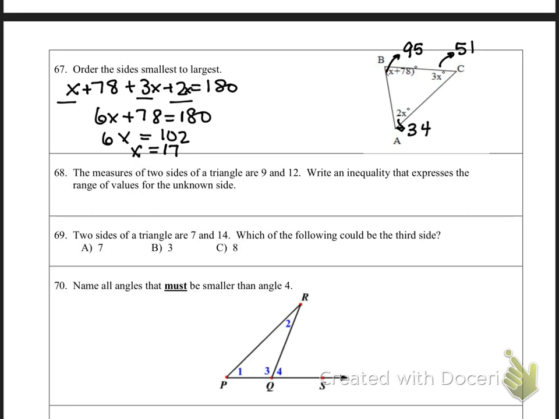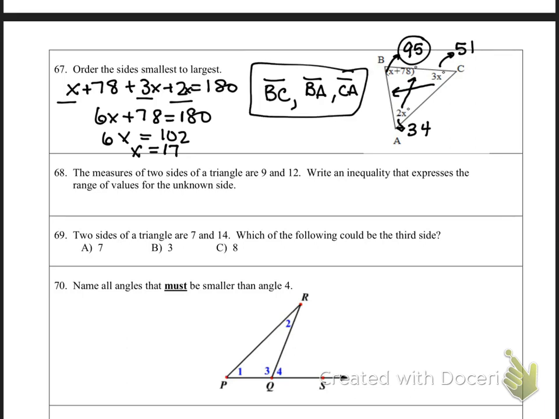So now, if they want the sides from smallest to largest, I want to look at my smallest angle measurement, which in this case is 34. So the side across from 34 is BC. So my smallest side length is going to be BC because it's across from my smallest angle measurement. Next smallest angle measurement is 51, so I'm going to look at the side length across from angle C, which is BA. And then my last side is CA, and that's across from my biggest angle.